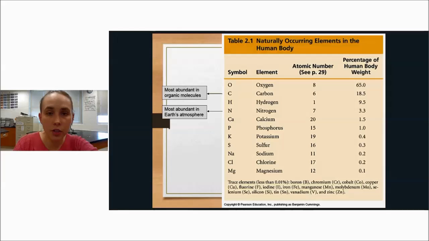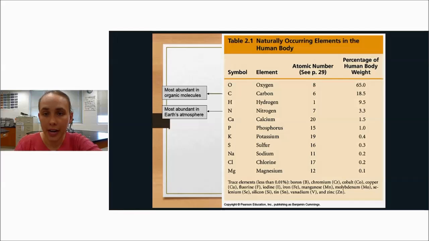This is a diagram of how much of each element is in your body. So you can see that oxygen right there is 65% of your weight. That includes all the oxygen in the water. 2/3 of your cells are made with water, so that 65% includes the oxygen in the water. Carbon is next at 18.5% of your weight, and it is the most abundant in organic substances. So everything living, organic chemistry, is actually carbon-based chemistry.